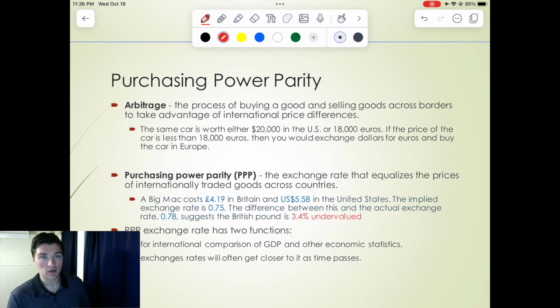So this is what we call arbitrage, where there is an opportunity to make profits, right? Because you can buy the car for, let's say, 16,000 euros, get it back, exchange it, and now you can sell the car for $20,000 in the US. So you're going to win here. You're going to have a profit. And that's what arbitrage is: the process of buying or selling goods across borders to take advantage of international price differences.